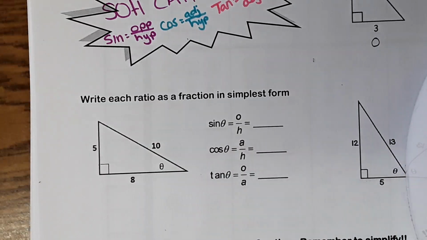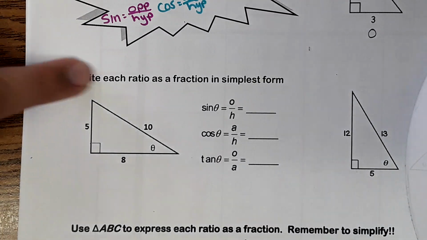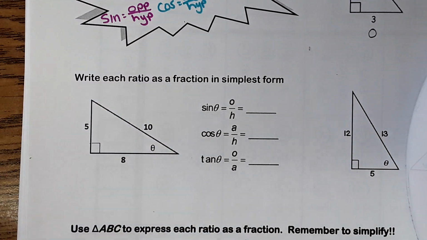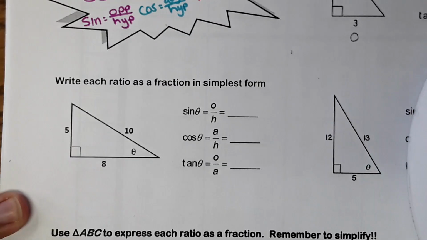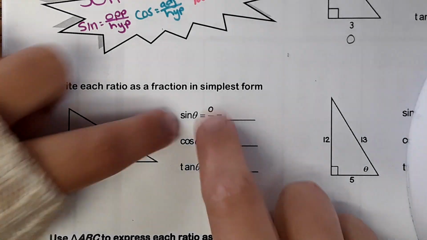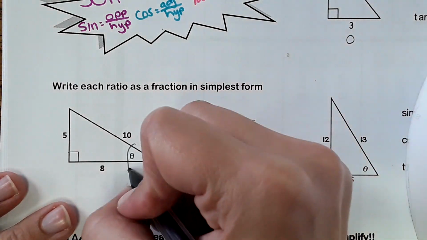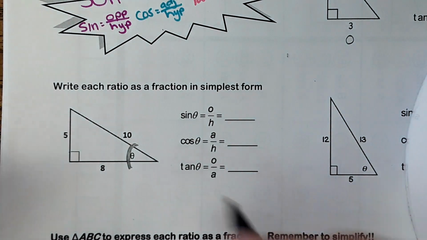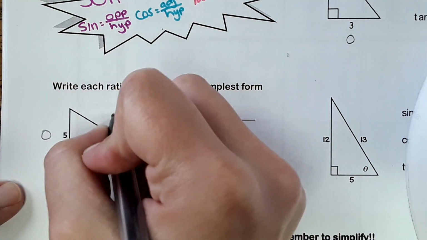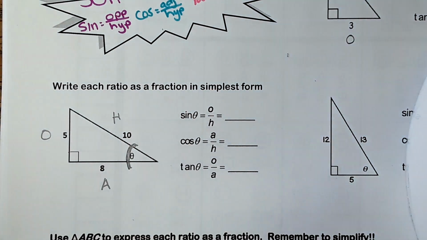Okay, now we're going to continue practicing this. Write each ratio as a fraction in simplest form. So when we get our ratio, we may have to simplify it based on the numbers. Sine of theta, cosine of theta, tangent of theta. So we're working with the same angle each time. This is our theta, our designated angle. Then we have our opposite side, hypotenuse, and adjacent. And then we can just write out the ratios and simplify as needed.